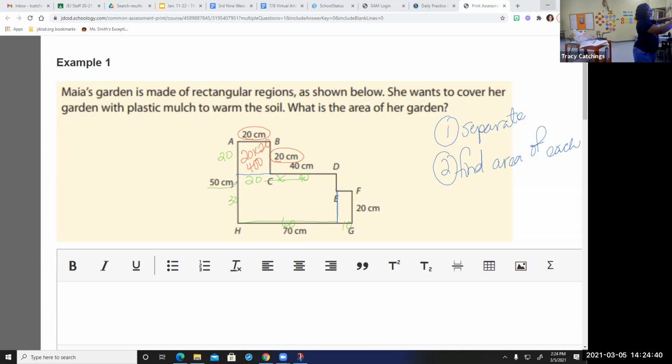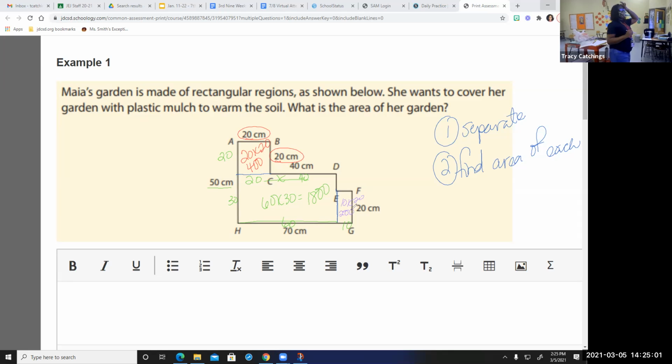So now in the bottom we have 60 times 30, 1800. 6 times 3 is 18, add 2 zeros. So then looking at the smaller rectangle in the corner, we have 10 times 20, which will give us 200.